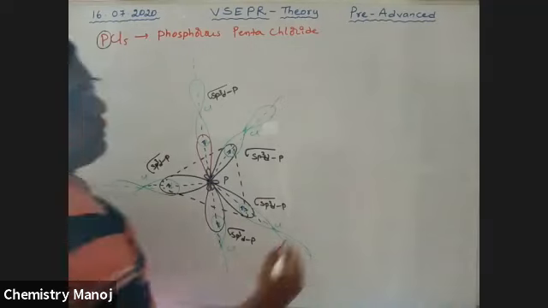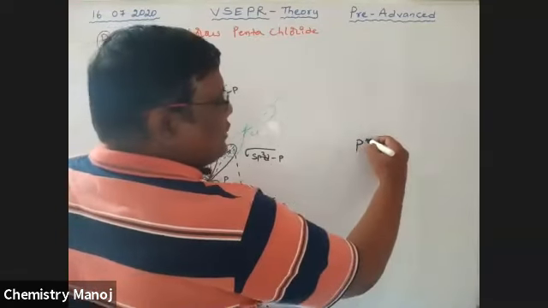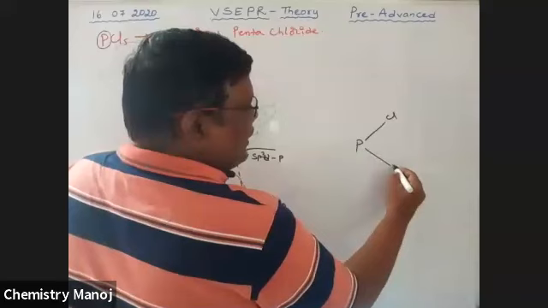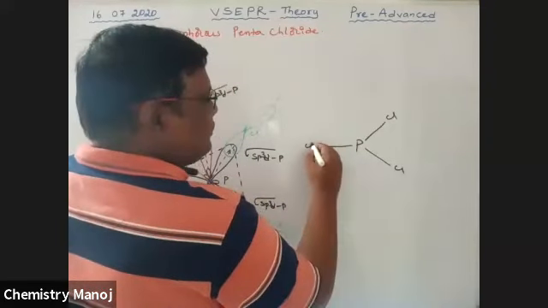See here, there is the central phosphorus atom. First, this phosphorus is connected with the 3 chlorines, the axial chlorines.